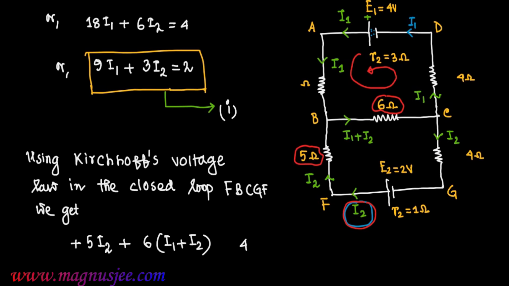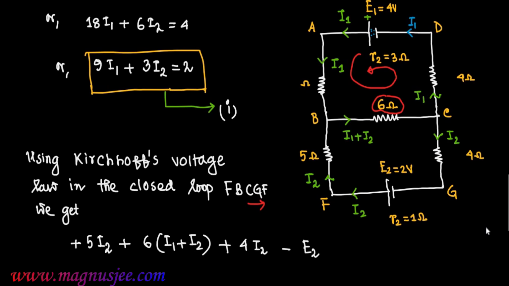5I2 plus 6I1 plus I2 minus 4I2. The potential difference across the 4 ohm resistor in the closed loop FBCGF is minus 4I2. Then we have to consider that we are traveling from C to G, and the current I2 is flowing through the 4 ohm resistor in the same direction. Current flows in the same direction of motion of the observer along CG. That's why the potential difference across the 4 ohm resistor will be positive, that is plus 4I2. Then minus E2, the EMF of the second cell.